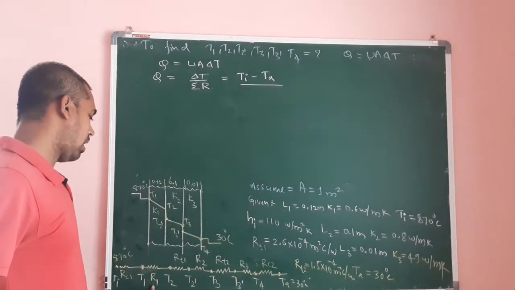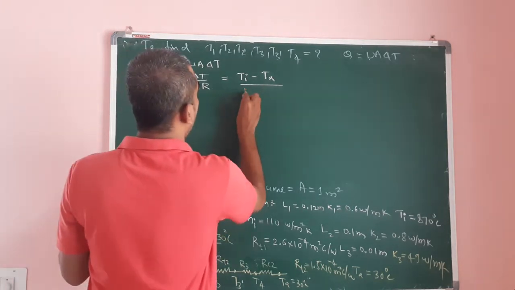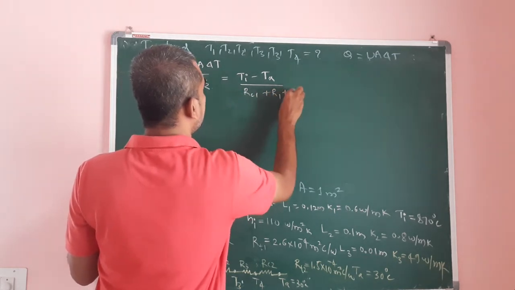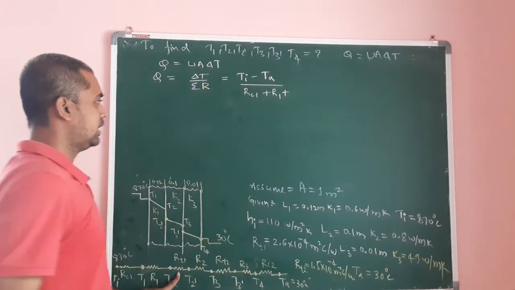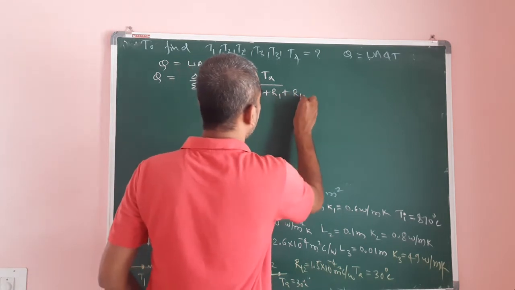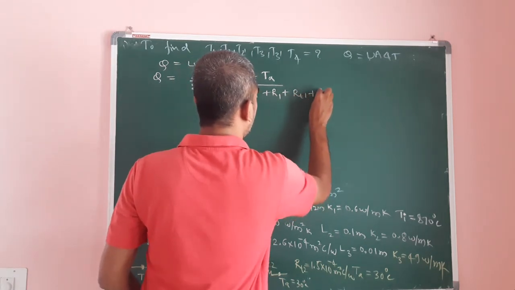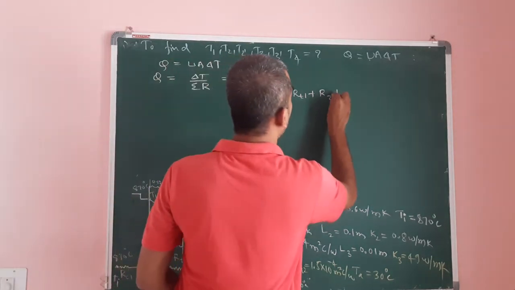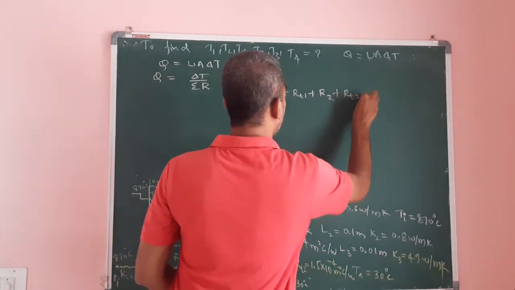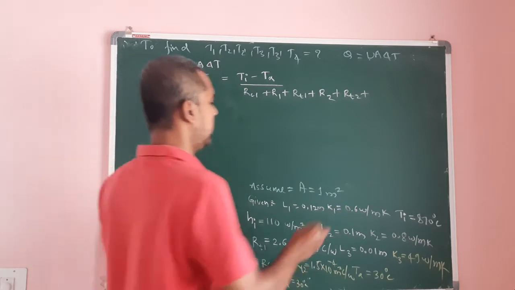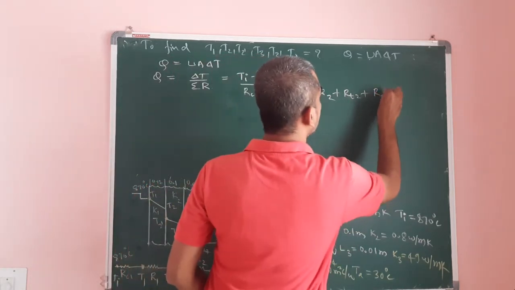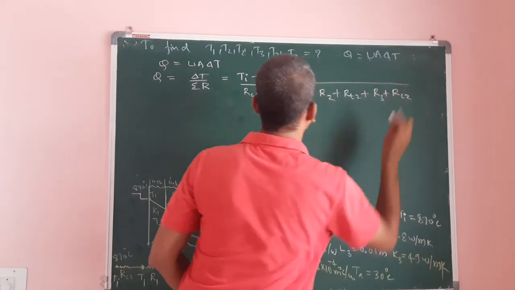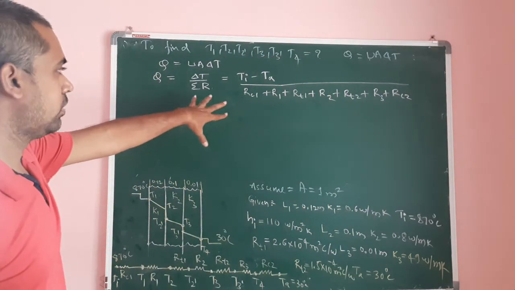RC1 plus R1 plus RT1 plus R2 plus RT2 plus R3 plus RC2. Okay, if we calculate like this, we have to calculate RC1.